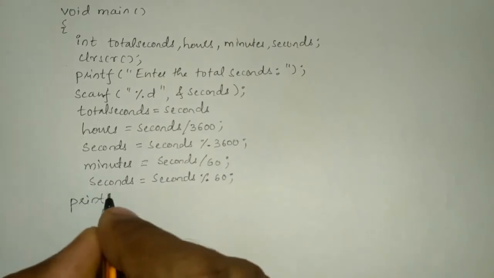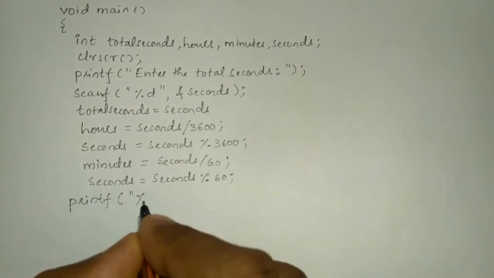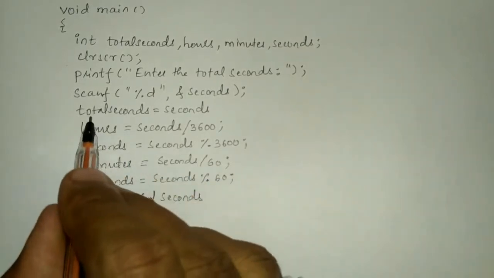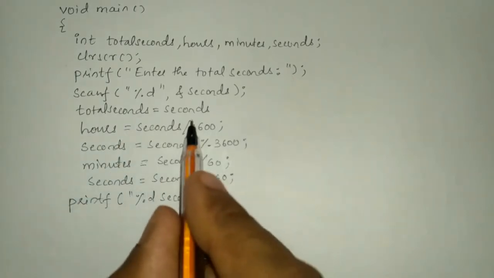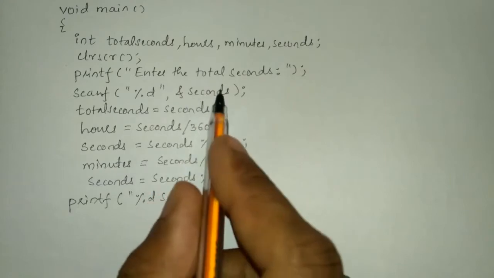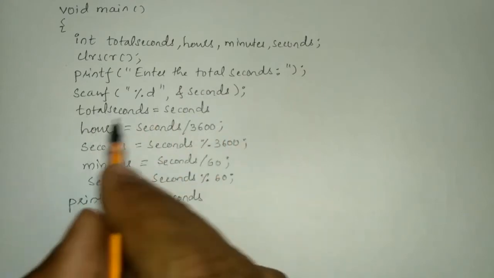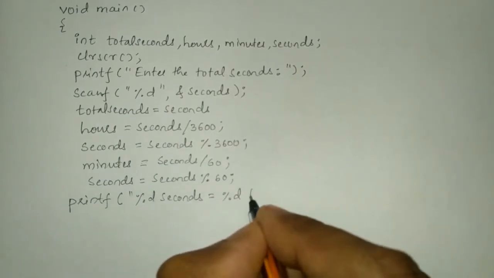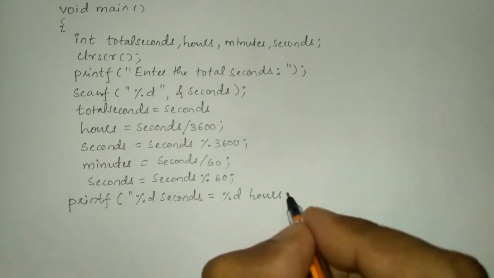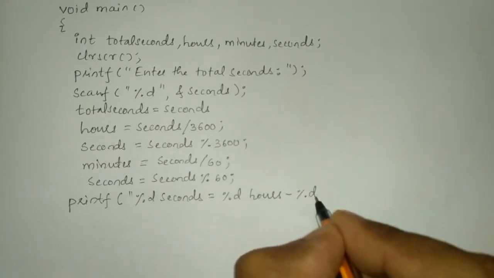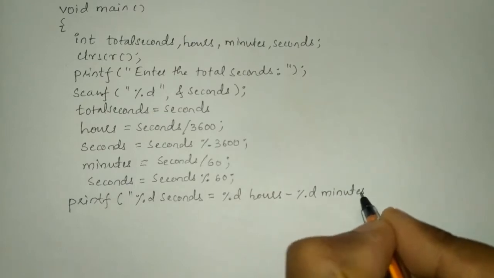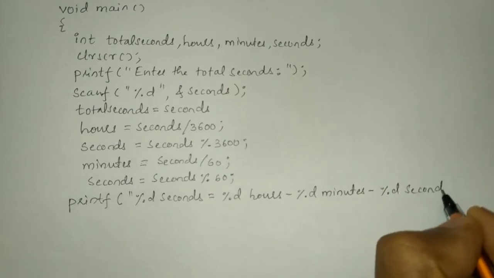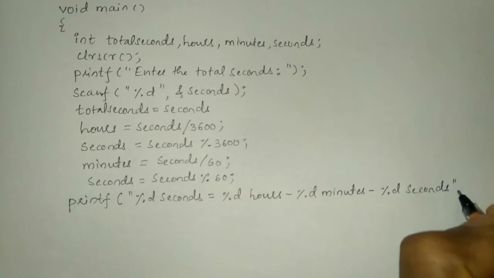For that I'm going to write a printf statement. Here I'm going to write %d seconds. So the value stored in total seconds we are going to print over here. That is the total value entered by the user for the seconds variable, which is stored in total seconds. Is equal to, I'll write %d hours. I'll put dash %d minutes and put dash %d seconds. And here I'm going to end the double quotation mark and I'll put comma.